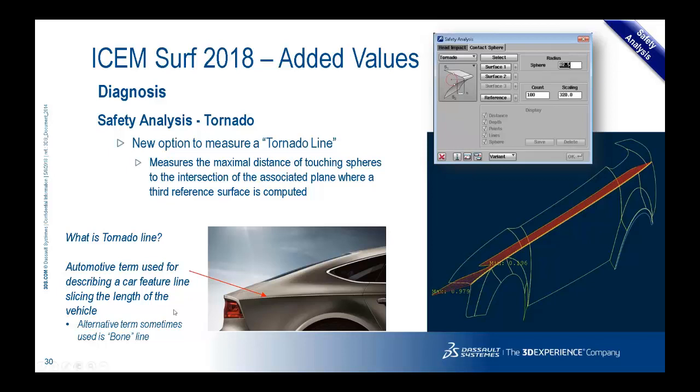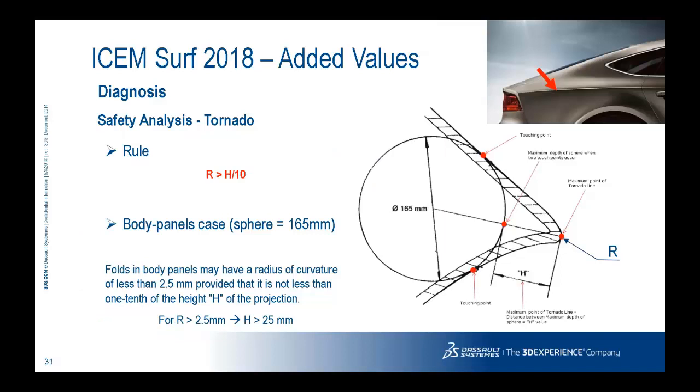But what I'm talking about here is the bone line here, or the tornado coming down the side of the vehicle. All right. So I'm going to go to this slide. So this is exactly what's going on. I'm going to go backwards and forwards a little bit. So this is a section through the feature here, the tornado. And the regulations stipulate that the radius on the feature must be greater than a tenth of the H factor. And the H factor is this distance between the tip of the fillet and this circle, the touching points of a circle of a defined diameter.